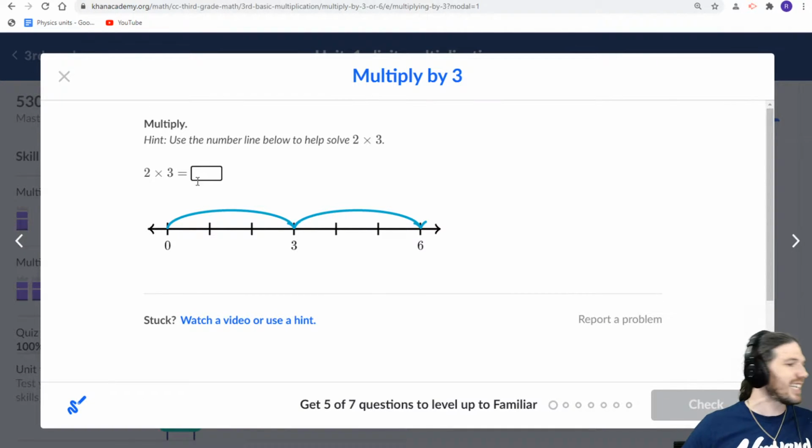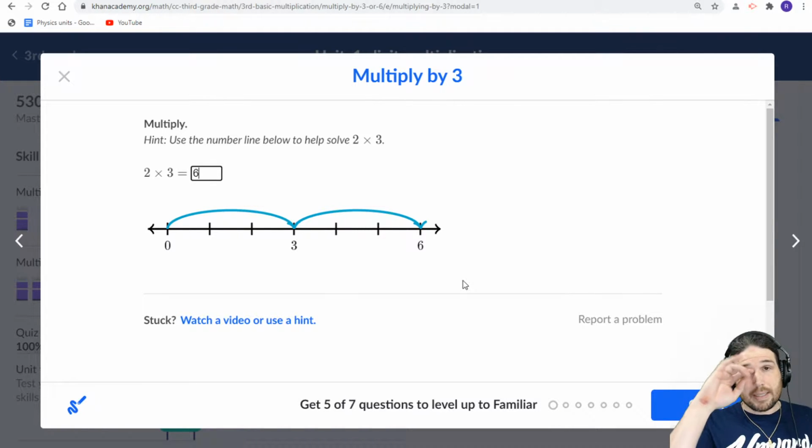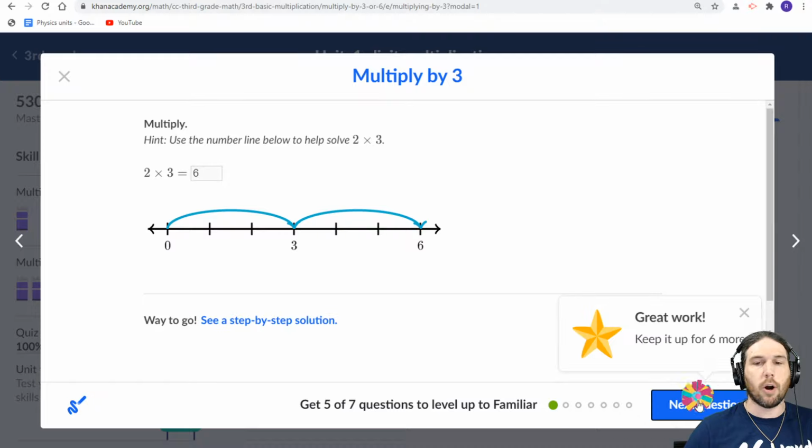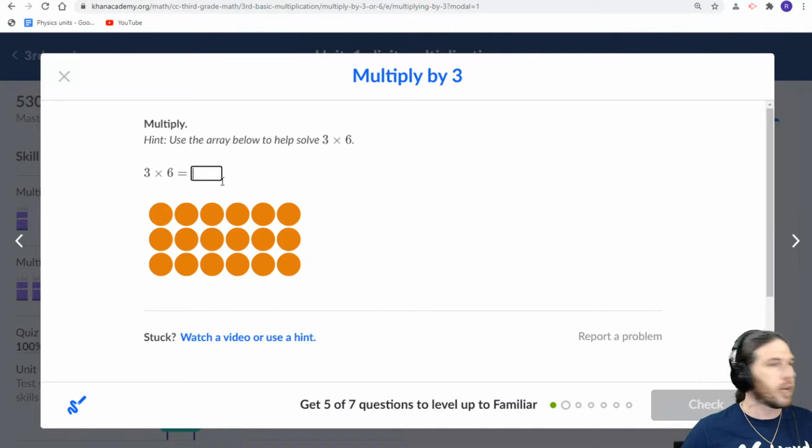2 times 3 is 6. And again, I like this idea of jumping on the number line instead of groups of objects. I like all of the different ways that we're talking about this. Arrays, areas, skipping like this, counting by 5s and 10s. All of that stuff, it's all multiplication and it's all related. So it really makes me happy to see Khan Academy doing all of these different kinds of concepts all in one go. 3 times 6 is 18.